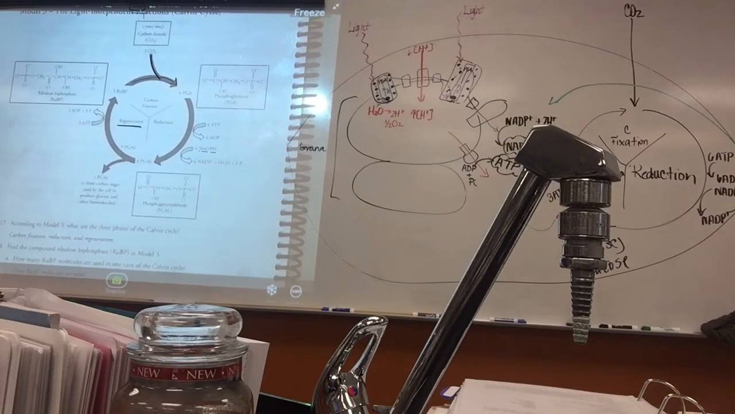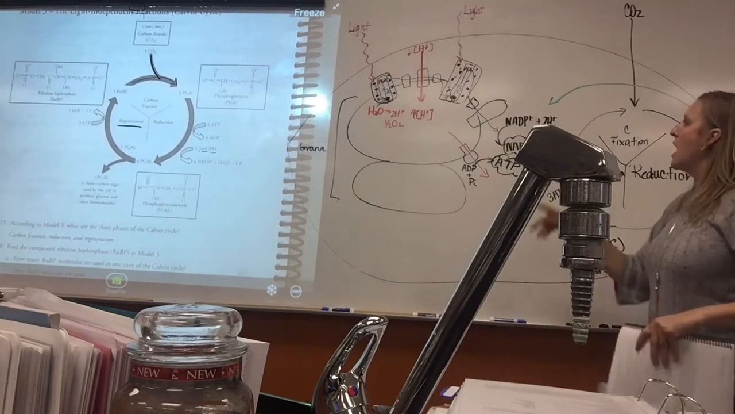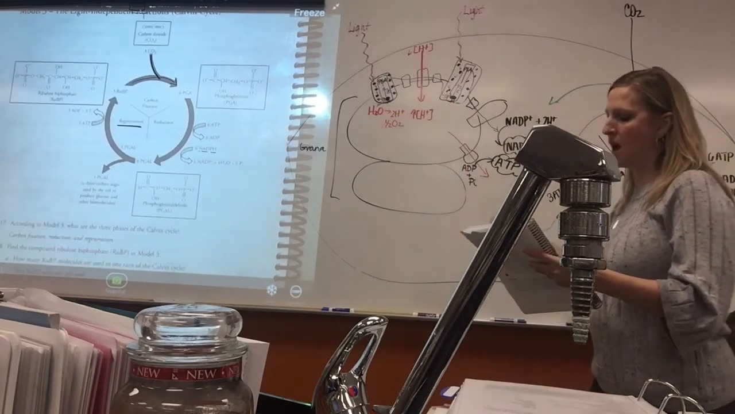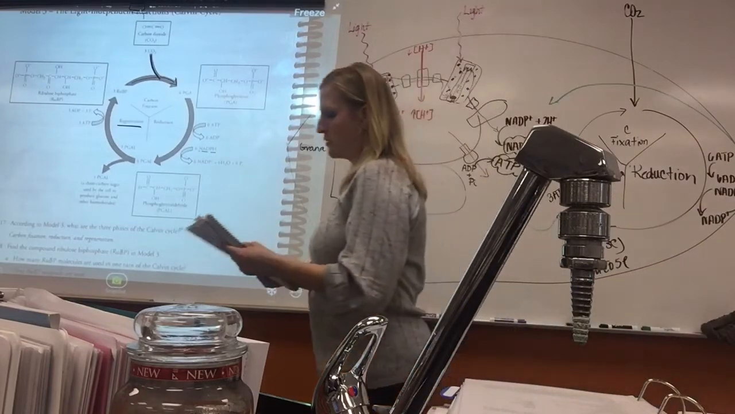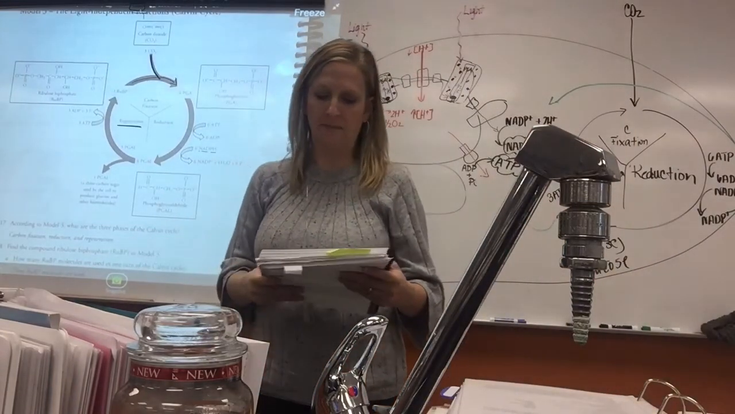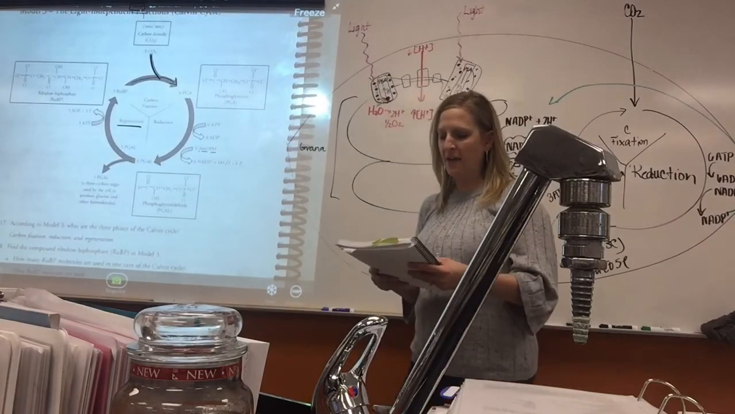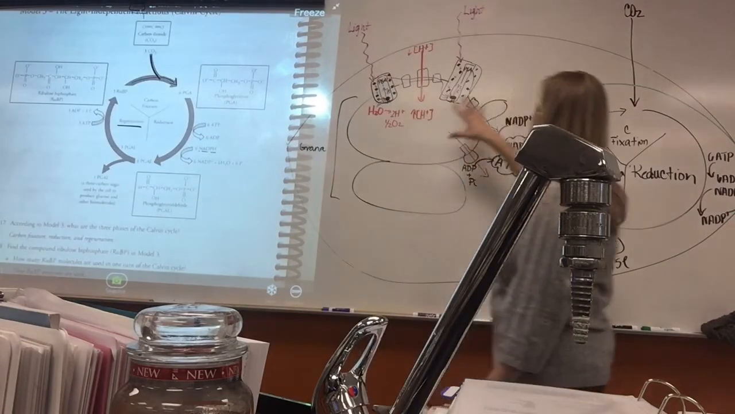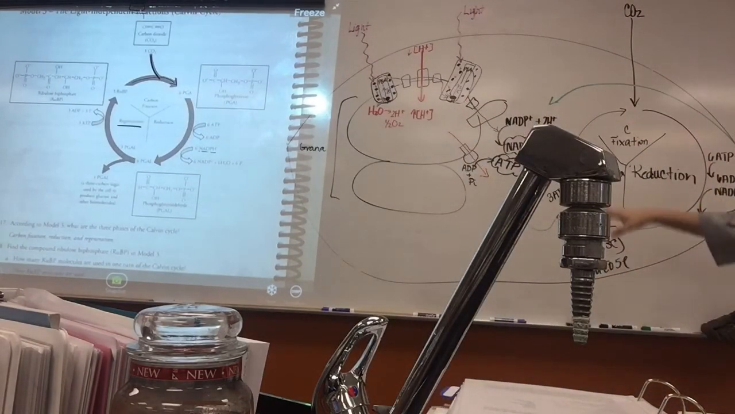26, where do the ADP and the NADP plus go? They go back to the light reactions. So they're reused in the light reactions. And step 27, how do they depend on each other? Light reactions and reactions in the Calvin cycle.